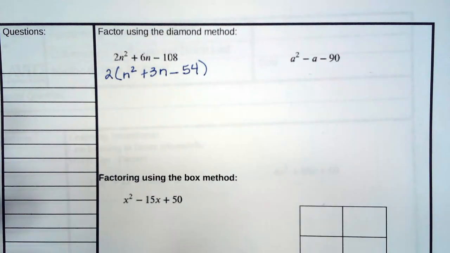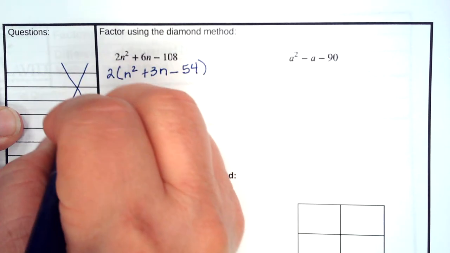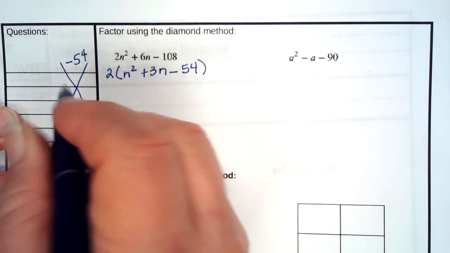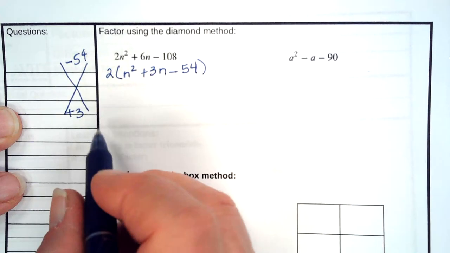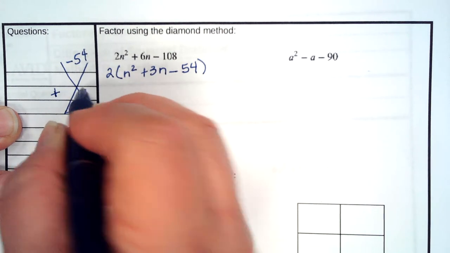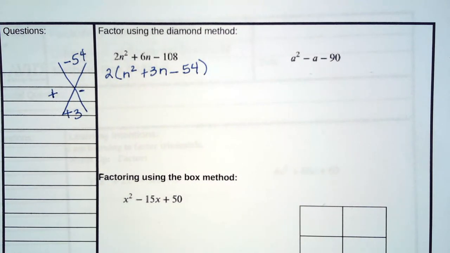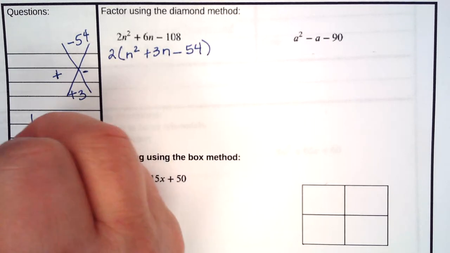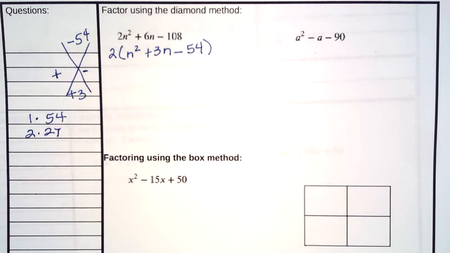So for the diamond method, I'm looking for factors of negative 54 that add up to 3. To get a negative when I'm multiplying, I know that one has to be positive and one has to be negative. So what are my factors of 54 that differ by 3? Well, let's see. I could do 1 and 54, that doesn't differ by 3. I can do 2 and 27. Those don't differ by 3.